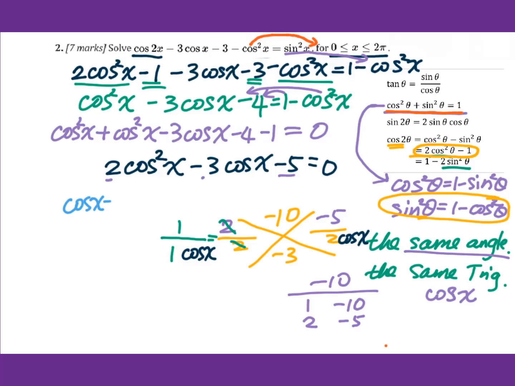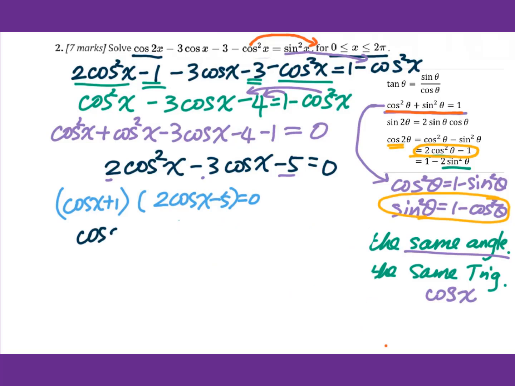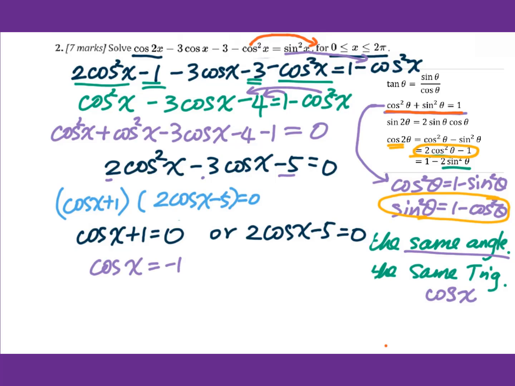cosine x plus 1 times 2 cosine x minus 5 equals 0. So you have cosine x plus 1 equals 0, or 2 cosine x minus 5 equals 0. Here you will get cosine x equals -1, or cosine x equals 5 over 2. This is no solution because cosine x has to be between -1 and 1.